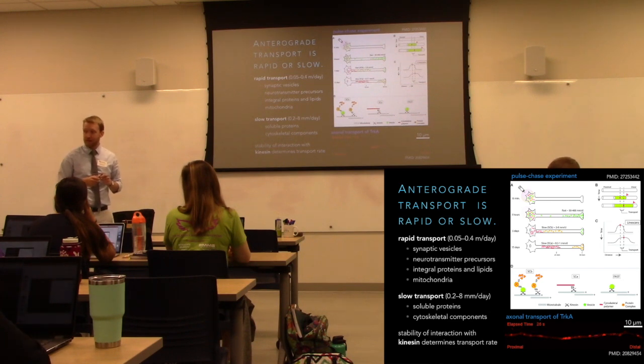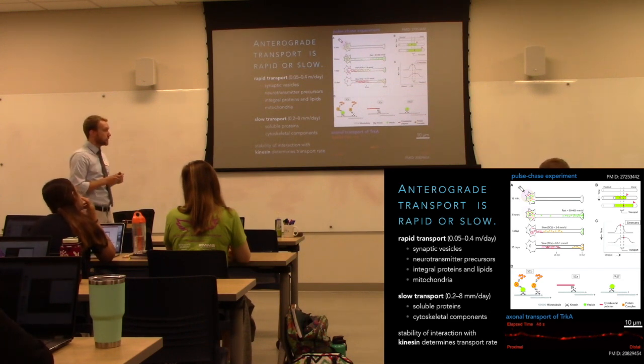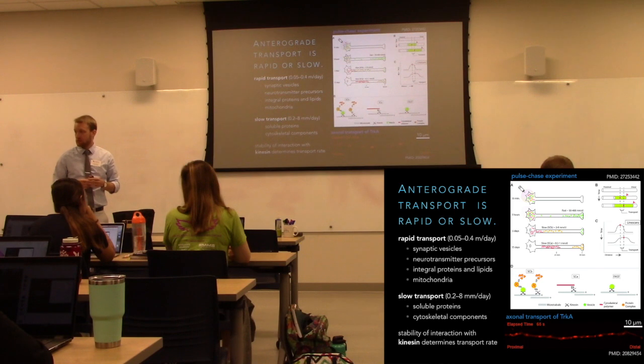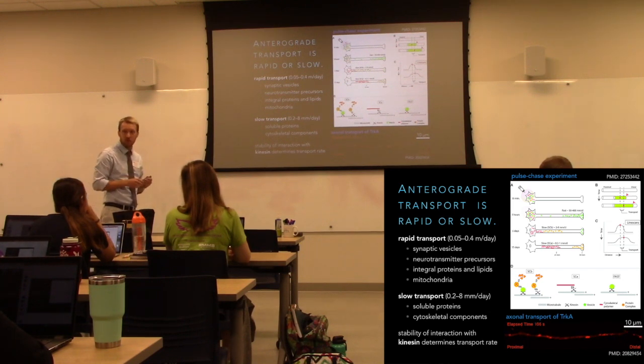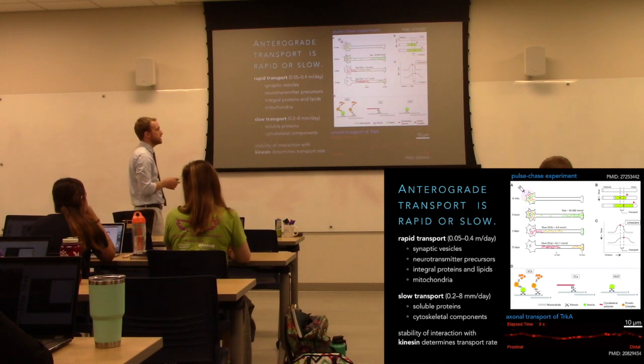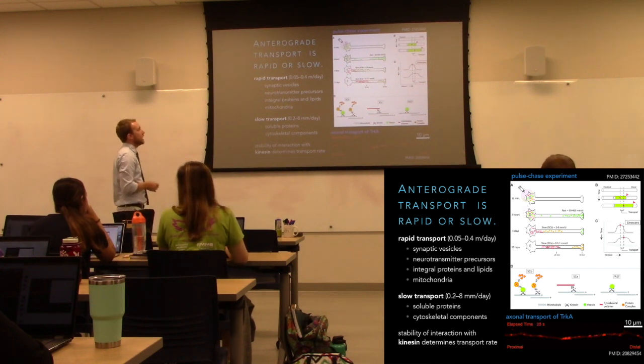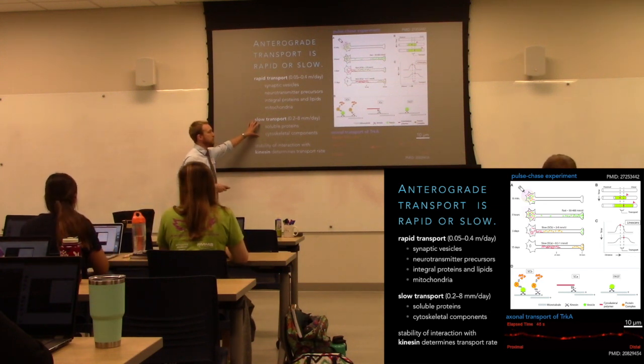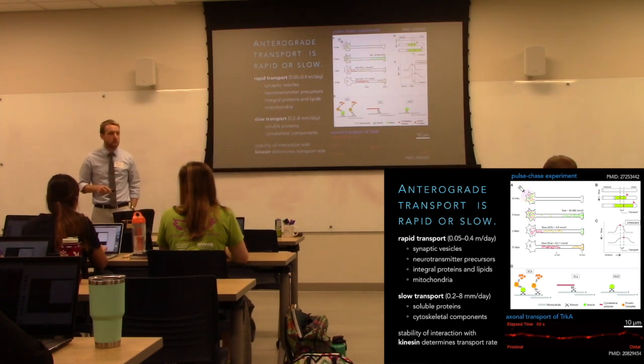So those interact stably with kinesin, and thus the chaos, that random diffusion, now has direction to it, because they stick on kinesin, and kinesin runs toward the plus end. Others don't interact quite as stably, and they move more slowly.